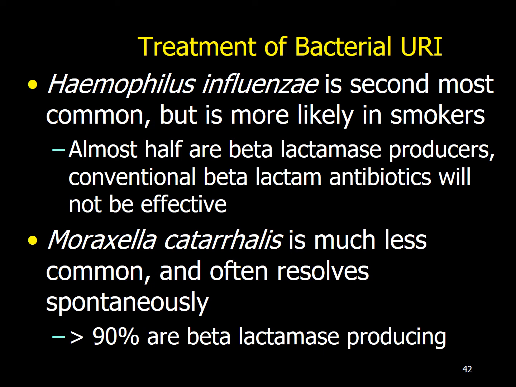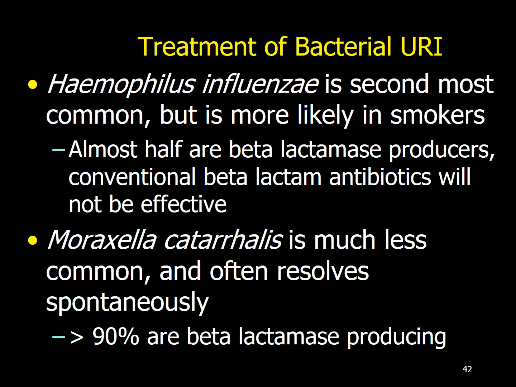Haemophilus influenza is more common in smokers, like your handout says, so if you're treating people for a bacterial URI and that patient smokes, then it becomes more imperative to cover Haemophilus influenza. And again, almost half of them are beta-lactamase producers, and so a typical beta-lactam will not be effective almost half the time. So you have to ask yourself when you're choosing antibiotics, how likely is it that the patient has H. flu? And how likely is it that I have to cover everything or they're really not going to do well?